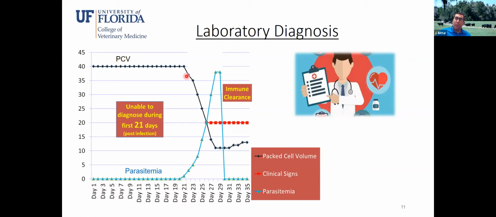Then it starts decreasing suddenly. And whenever you reach that threshold of PCV of 20 to 25%, that's when you start seeing the clinical signs. The bacteria grows too quickly, and that's the acute phase. After that, if the animal survives, it creates some immunity and the levels go down, but don't go to zero. So these animals will be carriers.